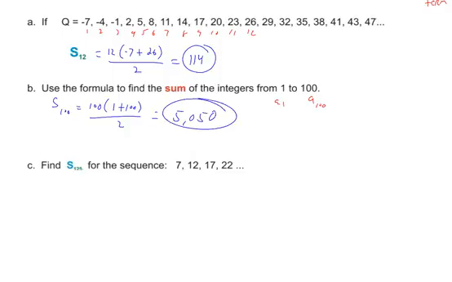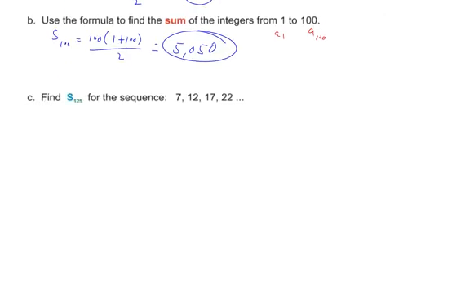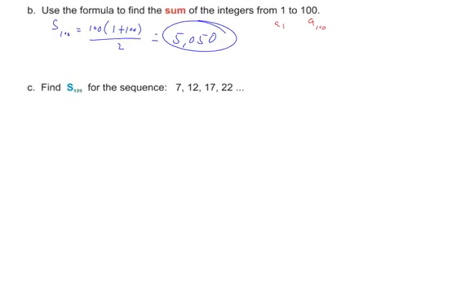Because the first term was 1 and the 100th term was 100, average them: 1 plus 100 divided by 2, times n, which is 100, and there you are, 5,050. So, sum the first 100 digits. That's kind of a question they like to give on an ACT or SAT, a question similar to that.